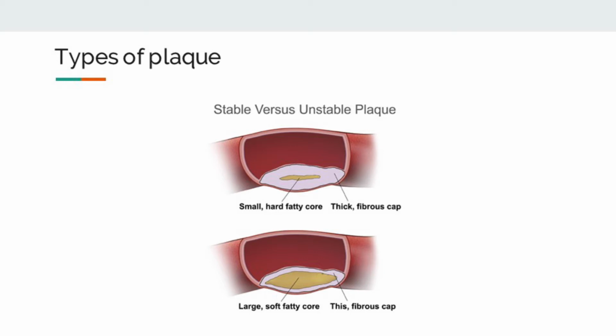So there are two types of plaque. There are stable plaques and there are unstable plaques. Stable plaques have a thick fibrous cap with a small and hard necrotic center, and unstable plaques have a thin fibrous cap with a large and soft necrotic center.